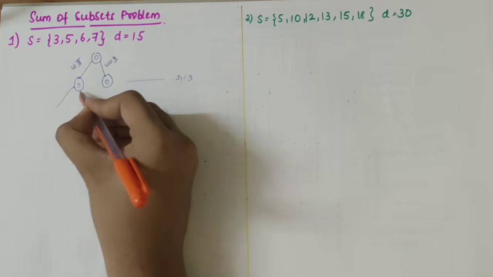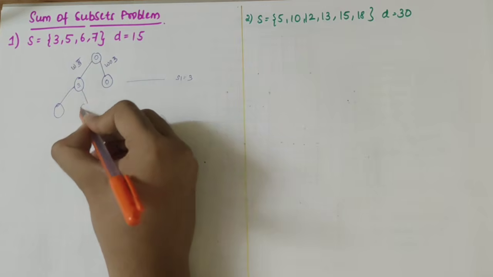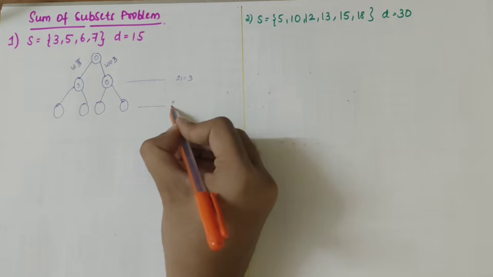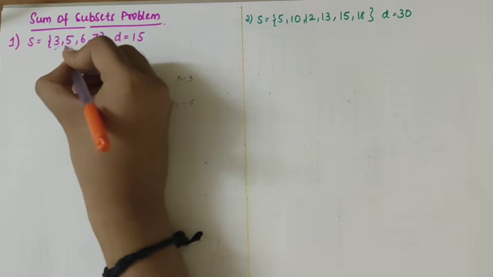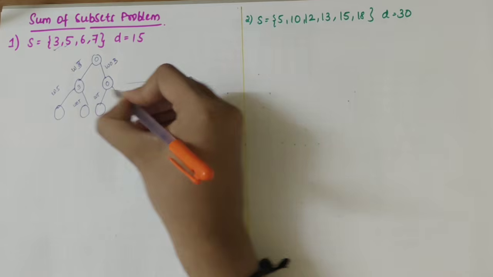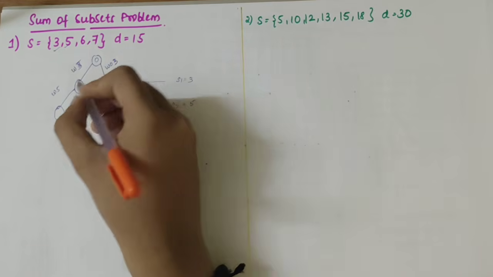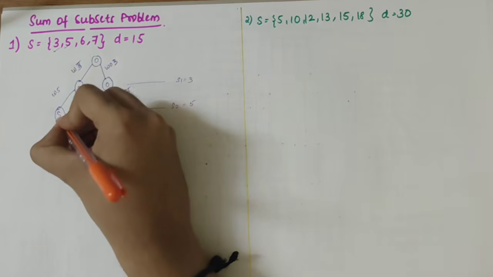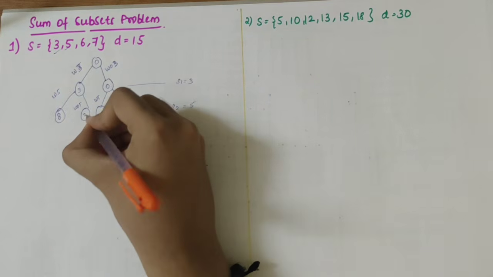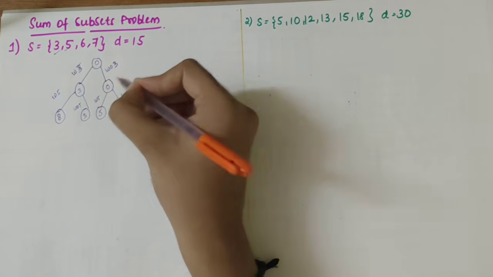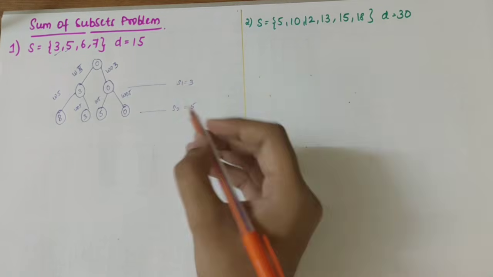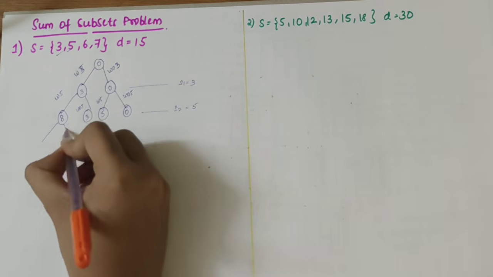Next I have the next level. Here I'll take S2 is equal to 5, that is with 5 and without 5 on each branch. With 5, 5 plus 3, I get 8. On this side without 5, I get 3 only. Here with 5, 5 plus 0 is 5. And here without 5, I get 0 only.